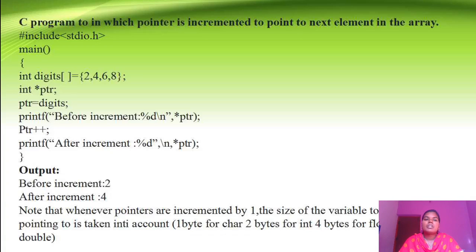If I increment the pointer with plus plus and print the pointer value after the increment, you will get 4. That means before, the pointer was pointing to the initial element of the array, 2. If I increment that by 1, the pointer is moved to the next element of the array, that is 4. The same is printed in the output.